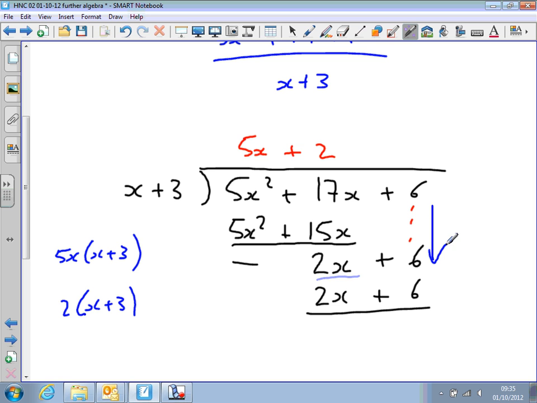What have I got to times x by to get the 2x in this case? 2. So, make a note, okay? I'll just leave it up there and pause.